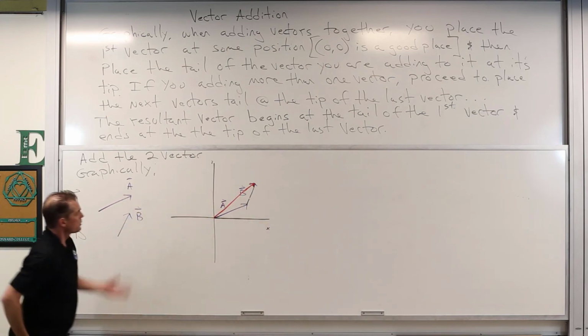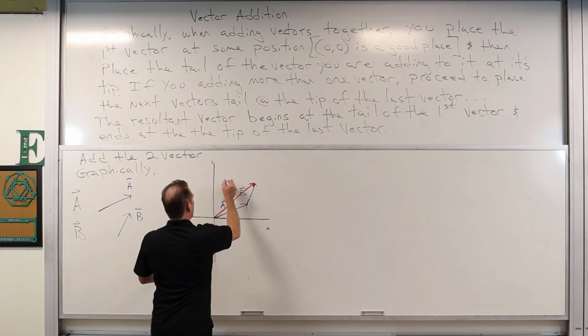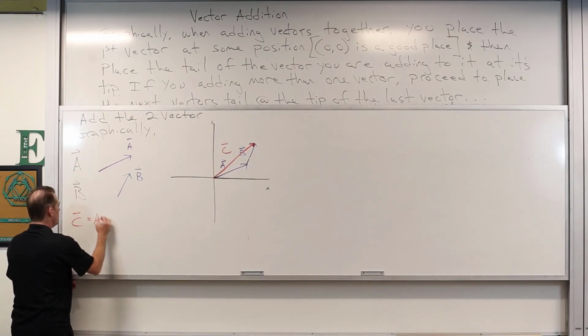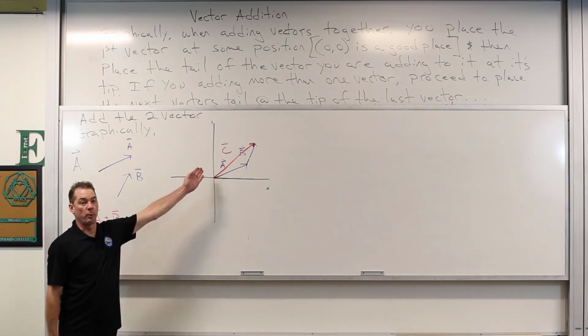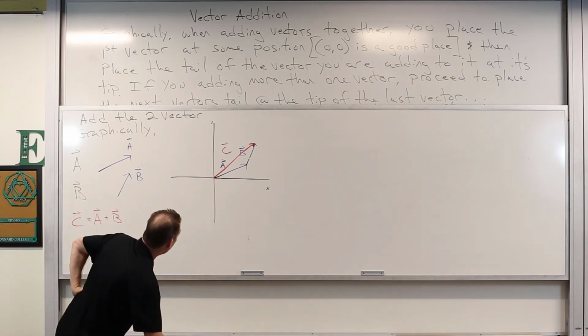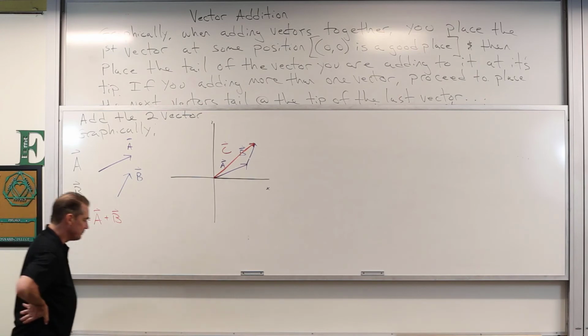All right, so it's supposed to be a straight line. Not using a ruler, that's okay. So we've got C hat here, where C hat is equal to A hat plus B hat. So that's how we form the resultant vector. What we want to be able to do is appreciate how we get this mathematically.